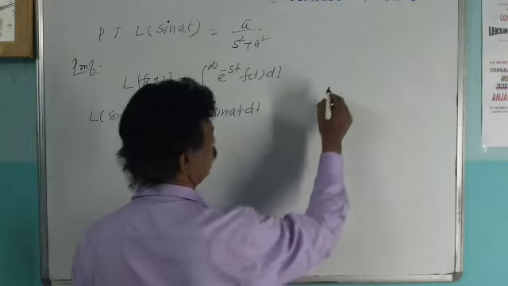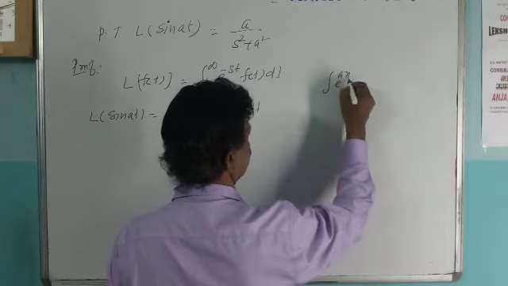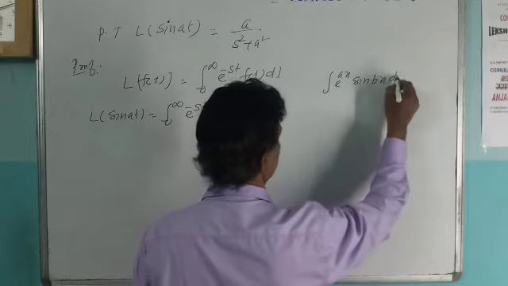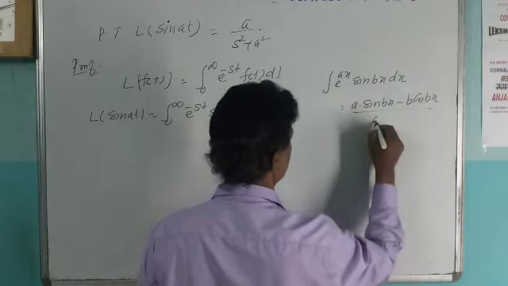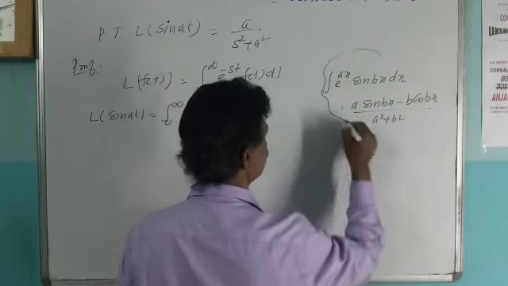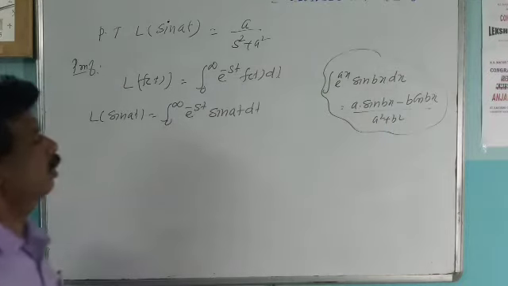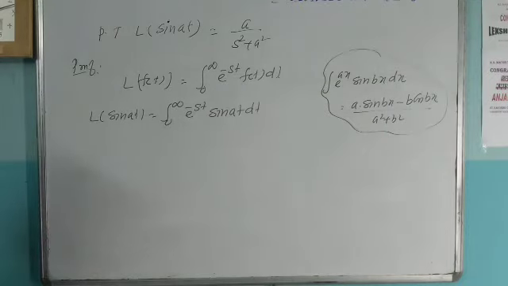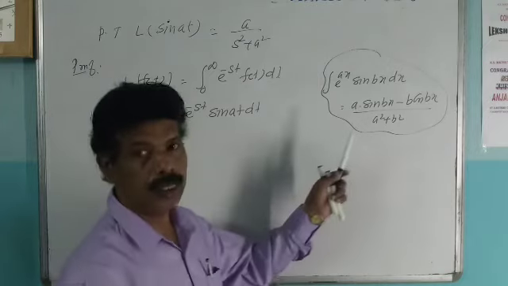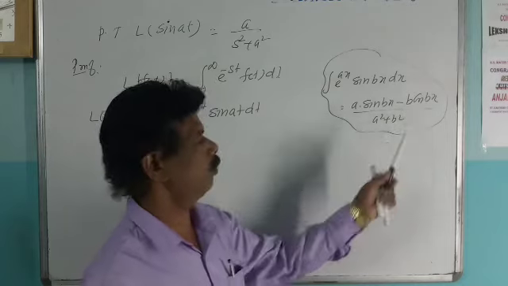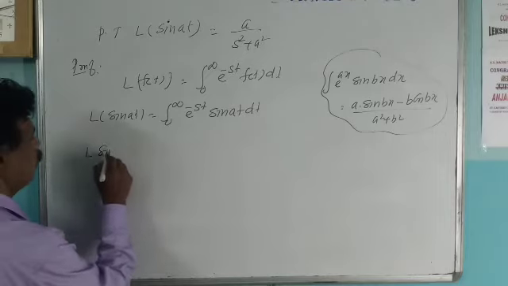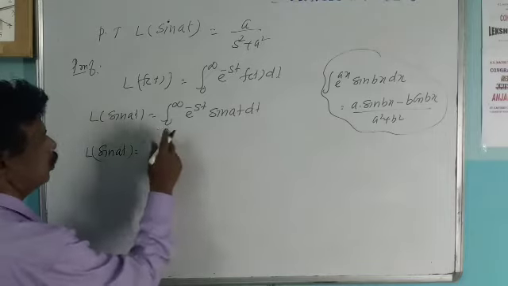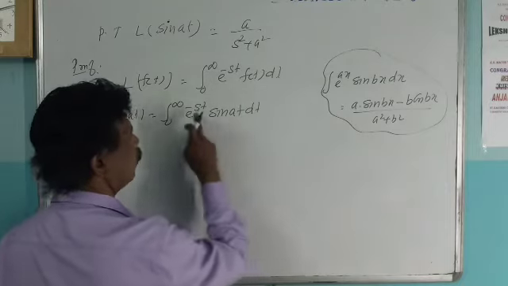But there is one formula. Integral e raised to ax into sine bx dx equal to e raised to ax times a sine bx minus b cos bx divided by a square plus b square. We can apply this formula here. So, in Laplace of sine at equal to integral of e raised to minus st sine at dt, here a means minus s.